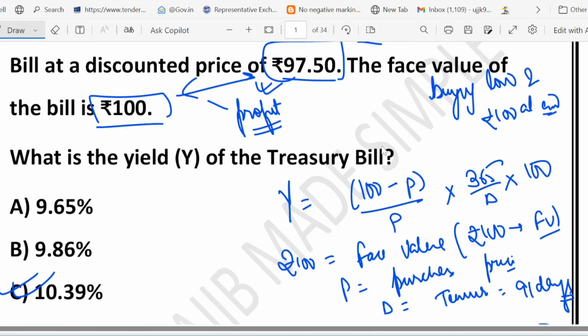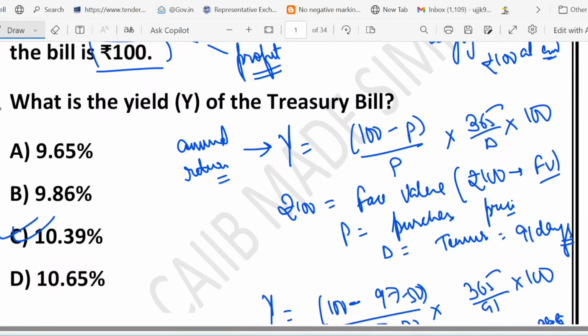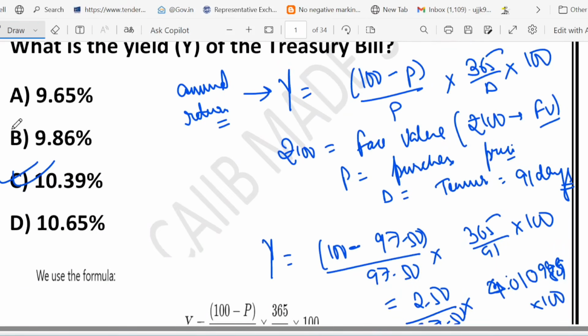And if you want to find the annual return, what is the meaning of yield? Yield just means annual return. So you can use the formula Y is equal to (100 minus P) upon P into 365 upon D into 100. After putting in the values, the answer is 10.39%. So the next time you get a treasury bill MCQ, don't panic. Just plug the values into the formula and solve step by step.